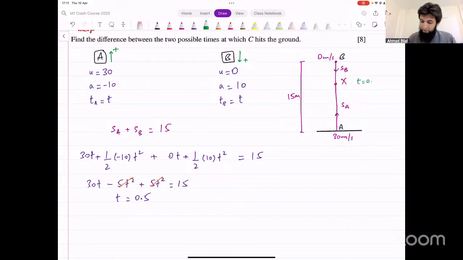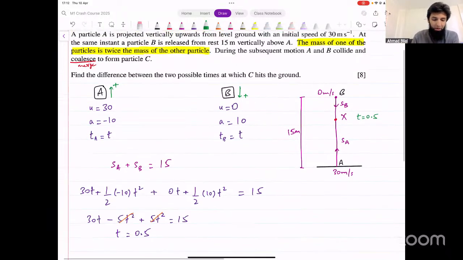That's the time until the instant when they collide with each other. Okay, what happens at this point now? The collision happens and they coalesce to become a single object. So now we need to figure out what happens during collision. So we need to use conservation of momentum. Conservation of momentum requires the velocities before collision and velocities after collision. So we need the velocity for A and B just before the collision happens.